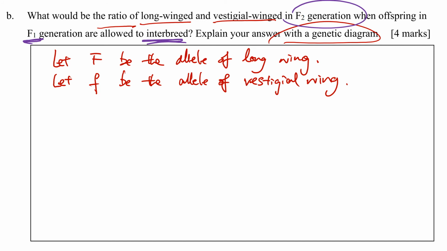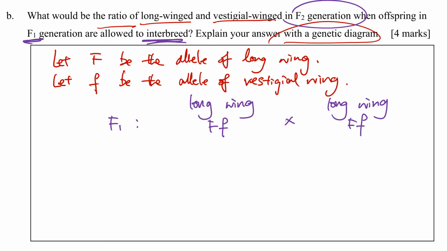Let's start with the F1. After you write out F1, you have to tell me the looks or characteristics of these F1 generations. So you have both of them long wing crossing with another long wing, and their genotype is big letter F, small letter f, big letter F, small letter f. And very importantly, don't forget you must have a cross in the middle to show that they are doing reproduction.